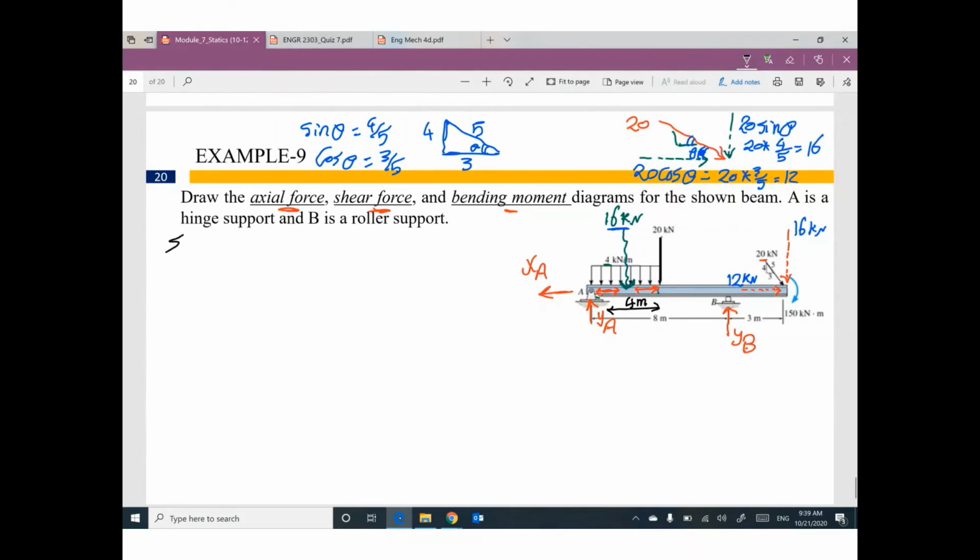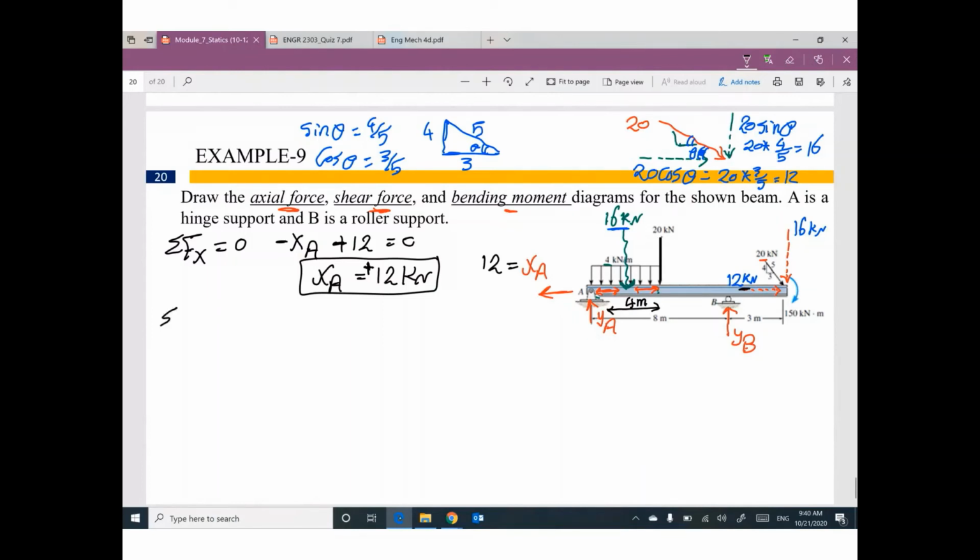Summation F of x equals 0. We have negative XA. I assumed it in the negative direction. We have positive 12 kilonewton. Anything else in the x direction? No. From this equation, I can say XA will be 12 kilonewton. Positive means you assume the correct direction, so this value will be 12 to left.